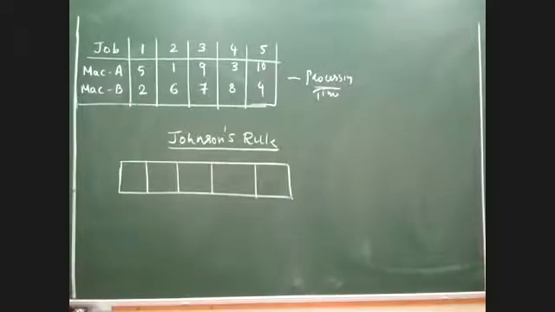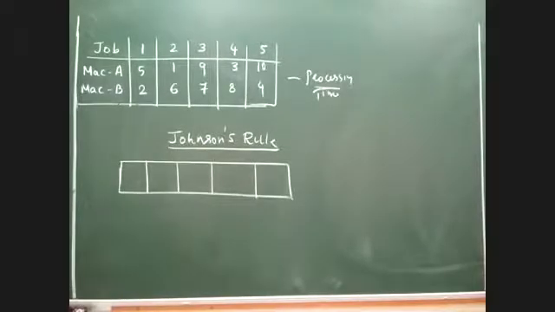Sorry, sir, do we need to add them individually? No, you don't have to add. You have to just see independently. Machine A is taken as separate: 1 hour. Machine B is 1 hour. So 1 hour is the lowest processing time in the entire job. Don't worry about the machine.